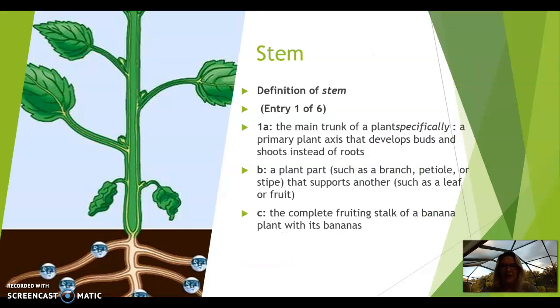Another important part of a plant is the stem. The stem is the main trunk that comes right up out of the ground. It's usually a long stick. The stem holds the leaves, the flowers, and any kind of fruit that the plant may have.